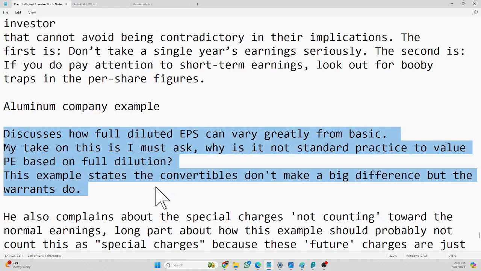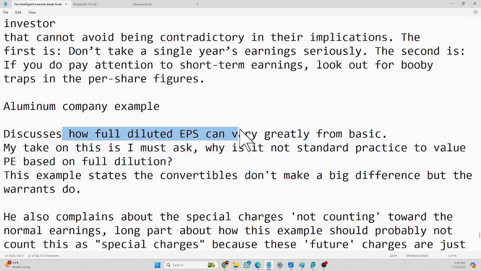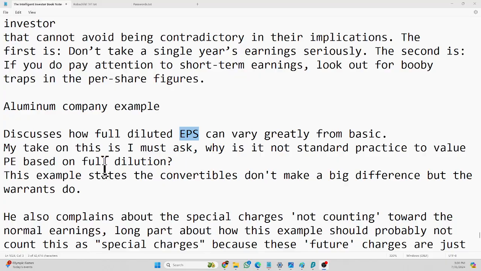And so we start the conversation by discussing how fully diluted EPS can vary greatly from the basic earnings per share, and how that can be problematic, especially if there are warrants that are not accounted for. These are shares that don't exist yet but will exist in the future, and that can be sort of problematic. But he doesn't see that as the biggest problem.